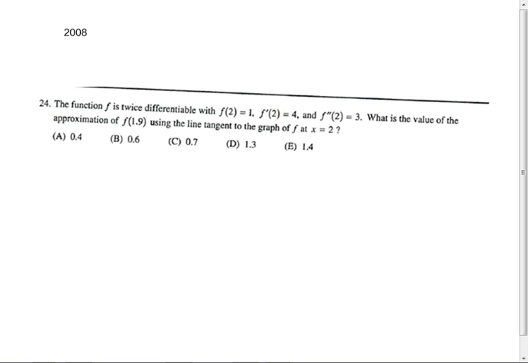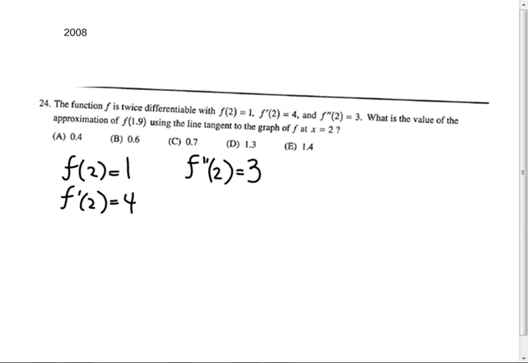2008, number 28. F is a twice differentiable function. F of 2 is 1. F prime of 2 is 4. You were supposed to have done this, but I haven't heard any questions. And they give me the second derivative. Now, the second derivative will tell me concavity. So it's concave up.